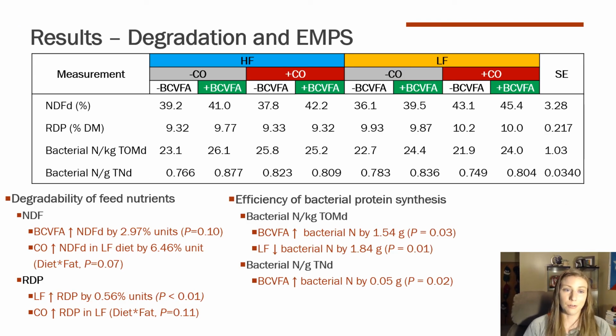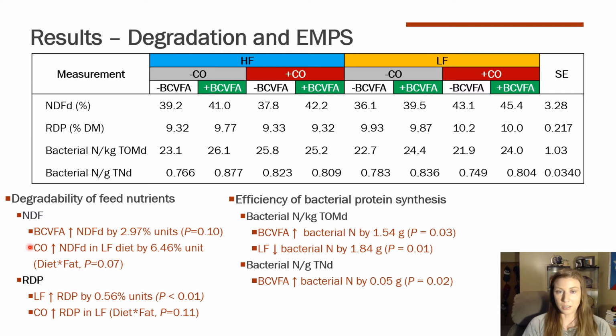For this first table, we have the results of nutrient degradation as well as the efficiency of microbial protein synthesis. In this first row, I am showing the NDF degradation for all 8 treatments. Our results did have an effect where branched chain volatile fatty acids increased NDF degradation by 2.97 percentage units, but corn oil also increased NDF degradation by 6.46 percentage units, but only in the low forage diet.